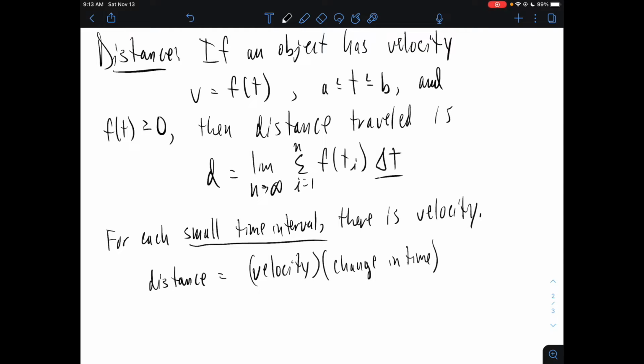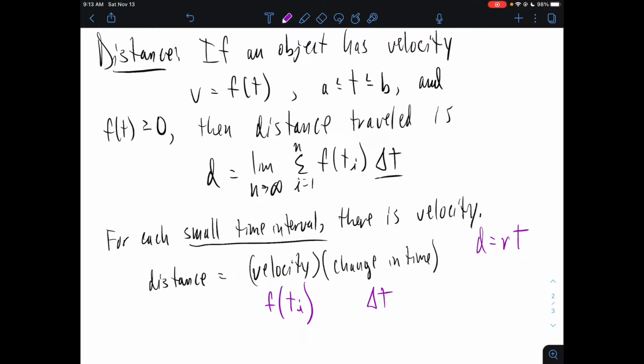How do we know that? You might recall from algebra, distance equals rate times time. It's the exact same concept. So velocity is just the velocity function at a particular time, which would be an endpoint of a time interval, and then change in time is just delta t.